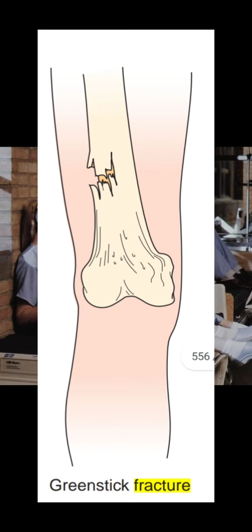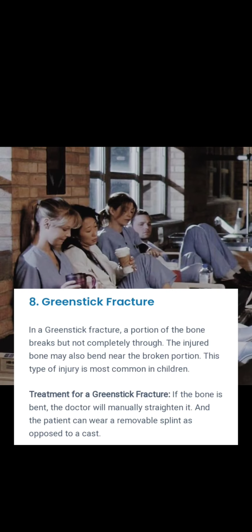Next is called a greenstick fracture. Have you ever tried to snap a young green twig? Unlike a dry brown stick, a green twig will bend and splinter, but it will not break all the way through. In a greenstick fracture, the same thing occurs. The bone bends and splinters, but it does not break all the way through. The greenstick fracture occurs most commonly in children because their bones are still quite flexible.